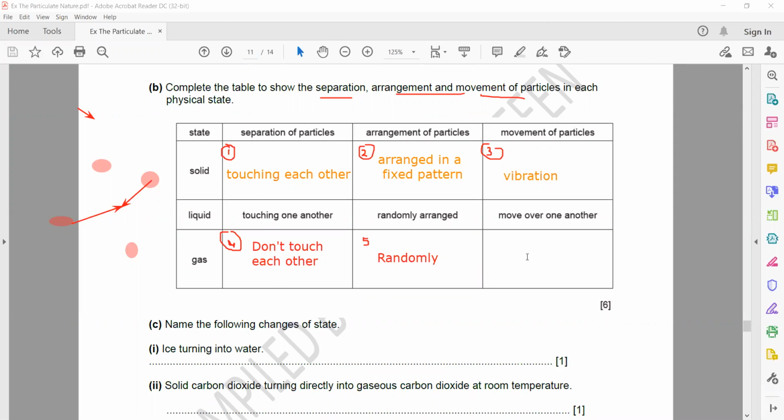And movement of the particles: moving rapidly in all directions, or you can also mention random.